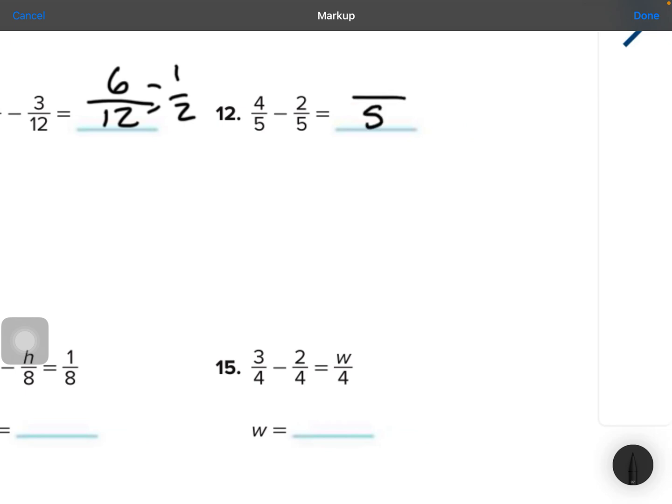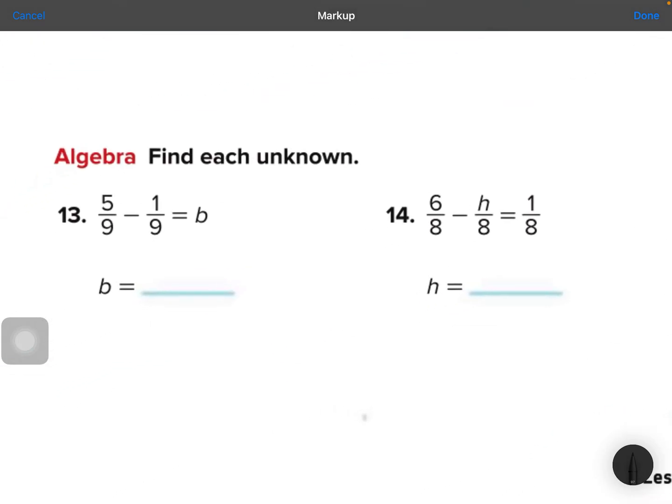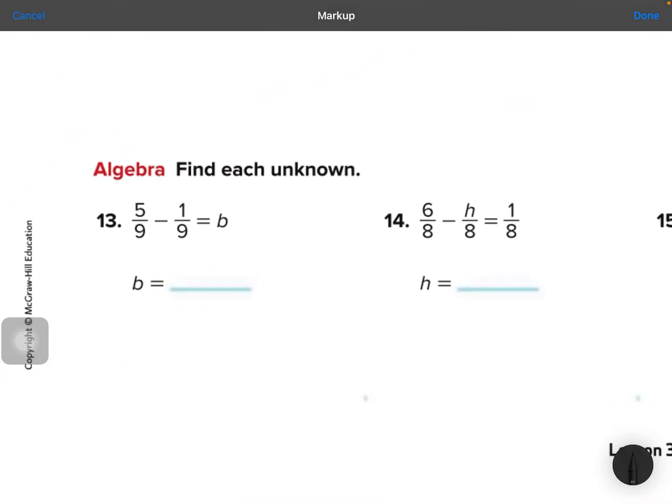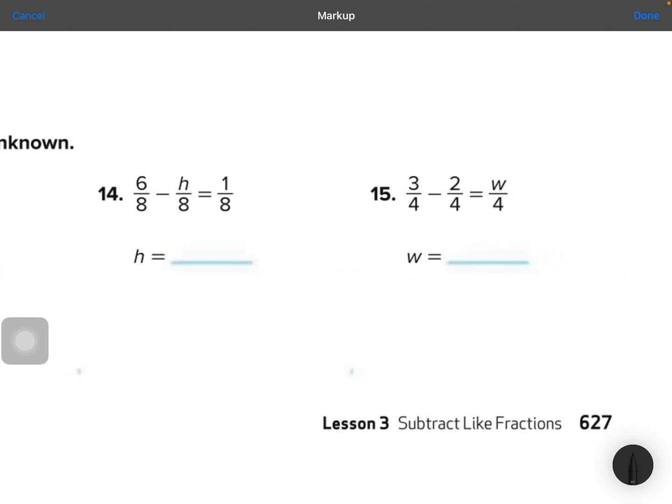Number 12, bring that denominator across. 4 minus 2 is 2. That's as simplified as it's going to get. Find the unknown. We need to discover what b is. Well, bring that denominator over. Then 5 minus 1 is 4. So 4/9 is what b is going to be.